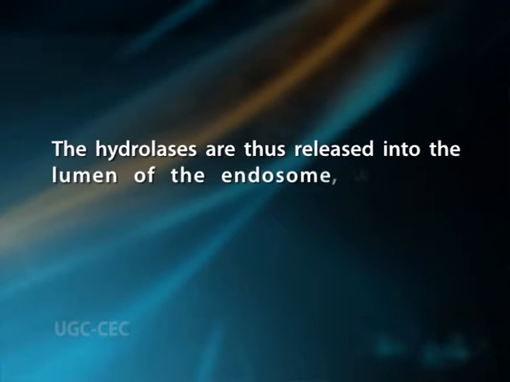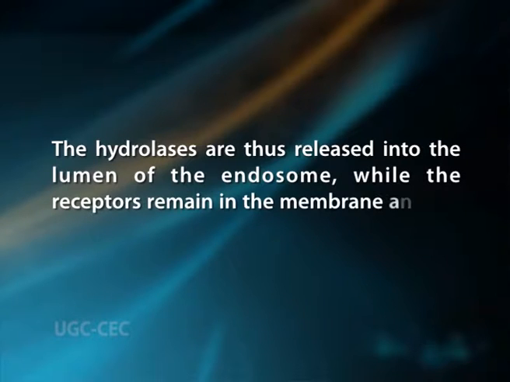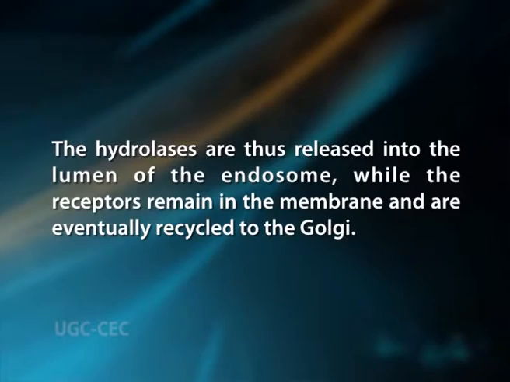Acid hydrolases are targeted to lysosomes by mannose 6-phosphate residues, which are recognized by mannose 6-phosphate receptors in the trans-Golgi network and packaged into clathrin-coated vesicles. Following removal of the clathrin coat, these transport vesicles fuse with late endosomes, and the acidic internal pH causes the hydrolases to dissociate from the mannose 6-phosphate receptor. The hydrolases are thus released into the lumen of the endosome, while the receptors remain in the membrane and are eventually recycled to the Golgi.